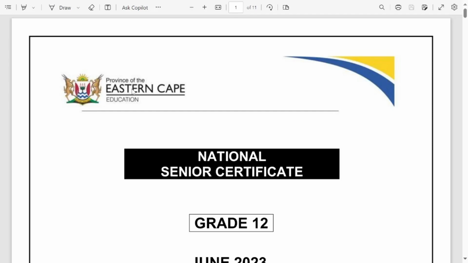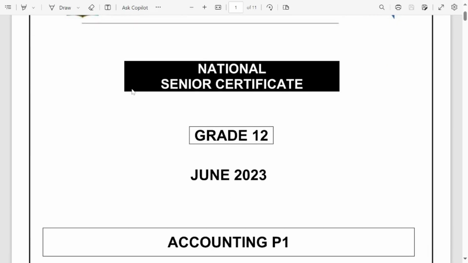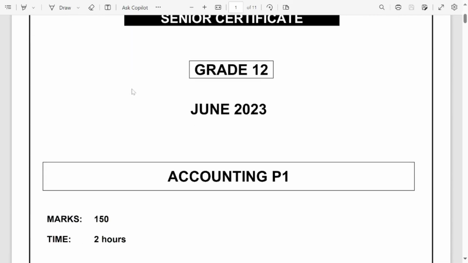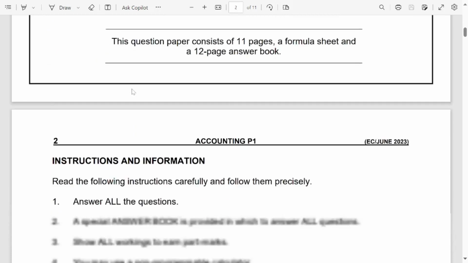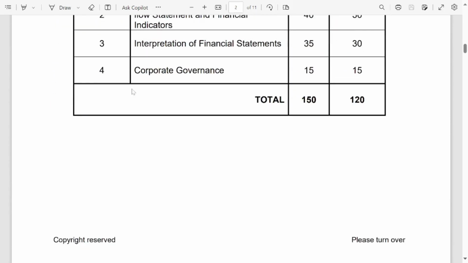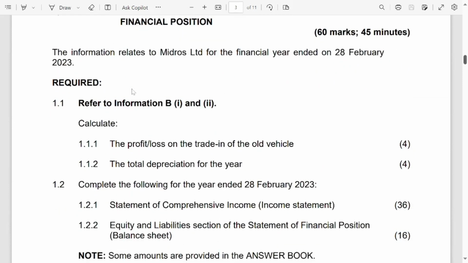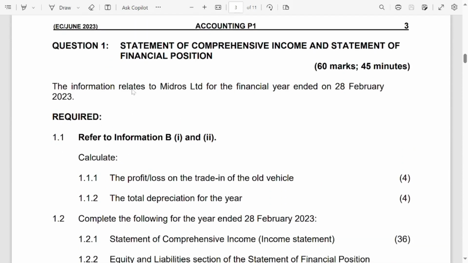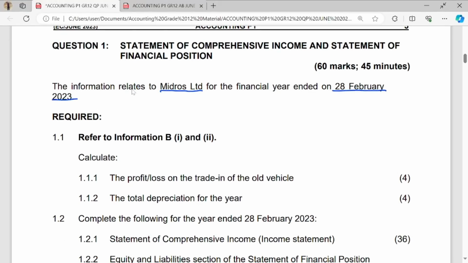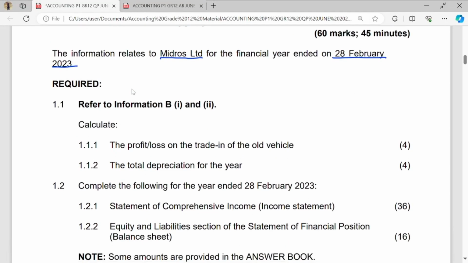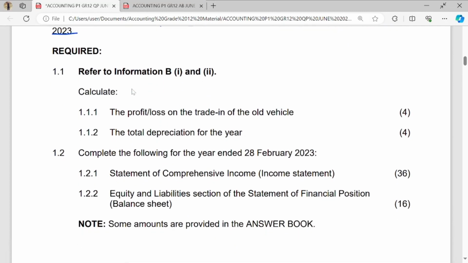Today we are going to do the June 2023 paper 1. So we'll be doing question 1. So let's go into it. The information relates to Mindros Ltd for the year that ends on 28 February 2023. So now we know that our year ends on 28 February, right?